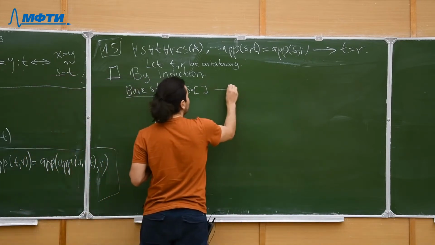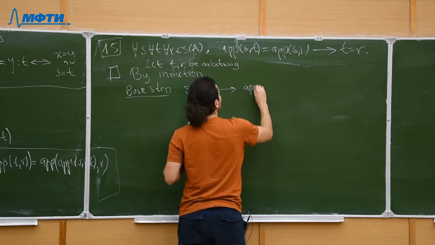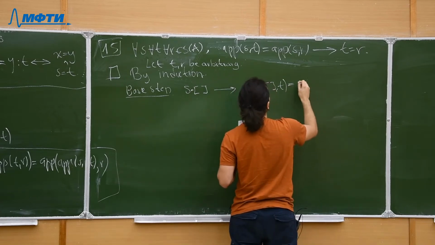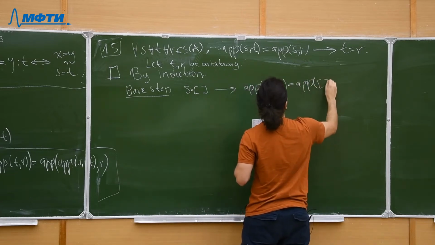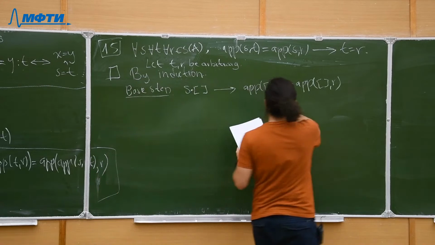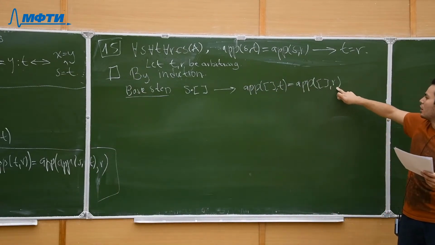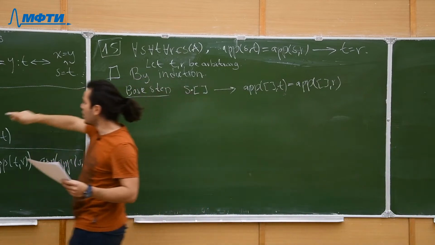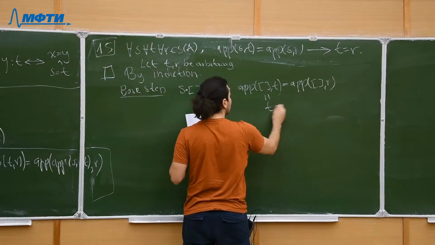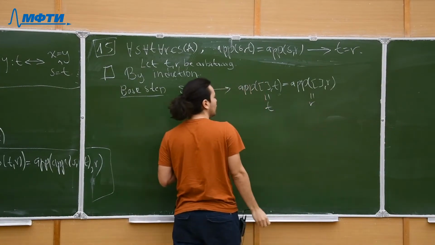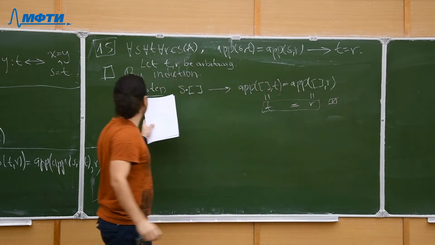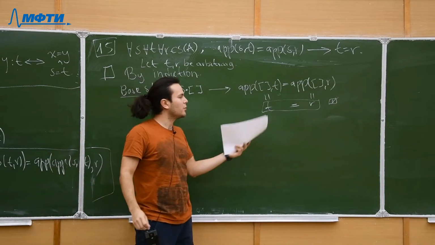Then we obtain that the app of the empty string and T should be equal to the app of the empty string and R. And by definition, from here, we see that this is equal to T and this is equal to R. So T is equal to R, and for the base step, the statement holds.